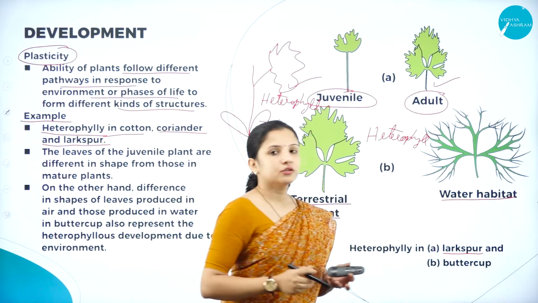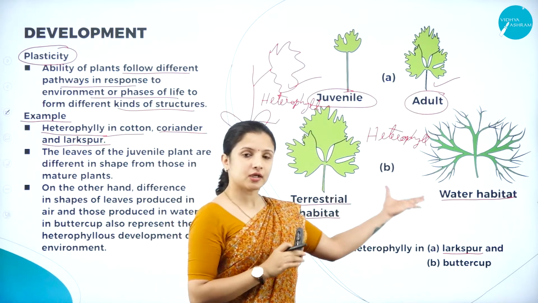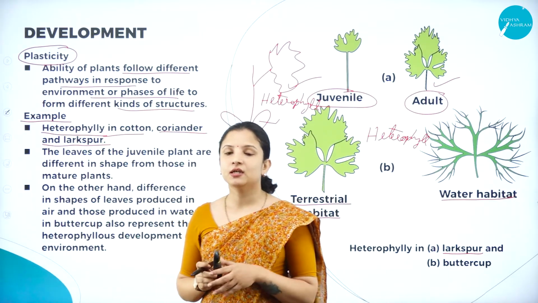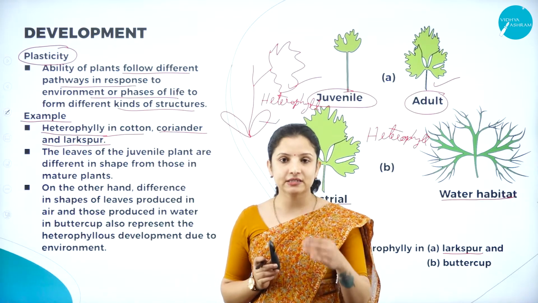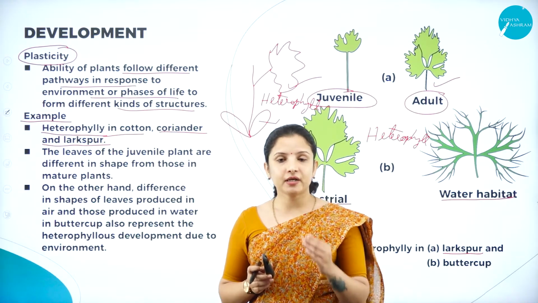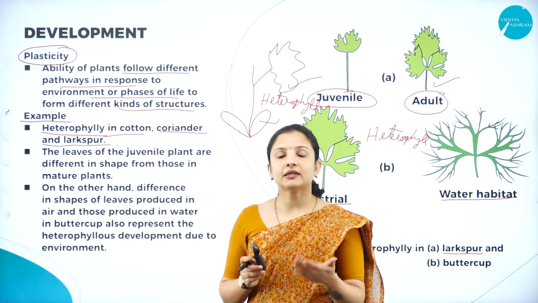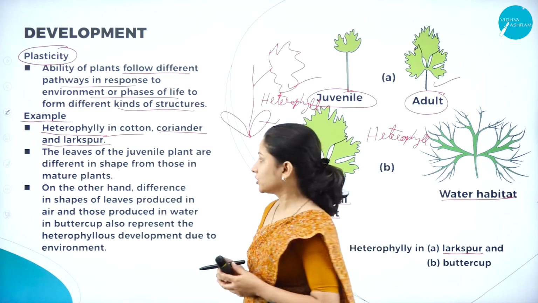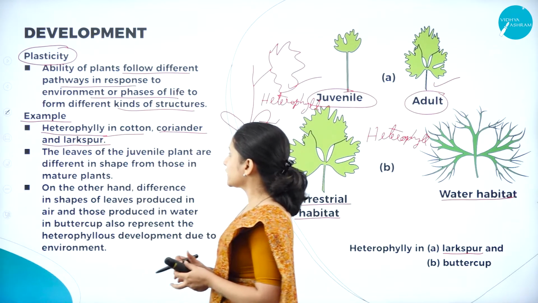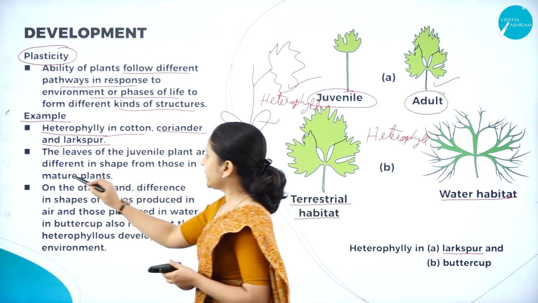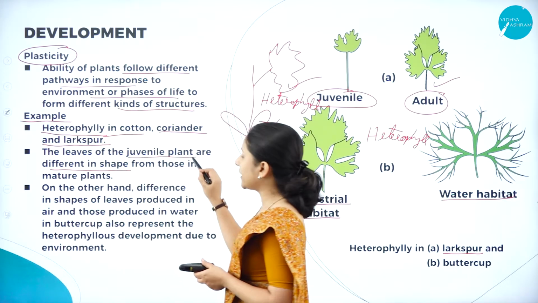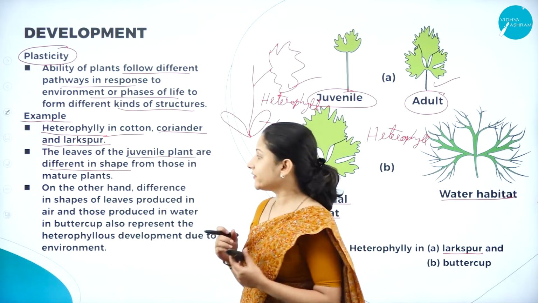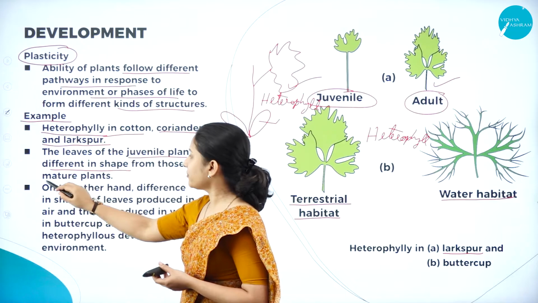Heterophylly. Such a condition is called plasticity. Almost all plants exhibit plasticity depending on the habitat in which they are growing and the phases of their growth. Here the leaves of the juvenile plant will be different in shape. Juvenile plant means young plants. They will be different in shape when compared to the mature plants.